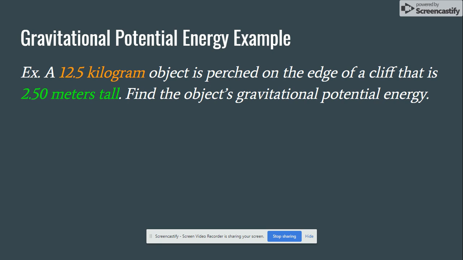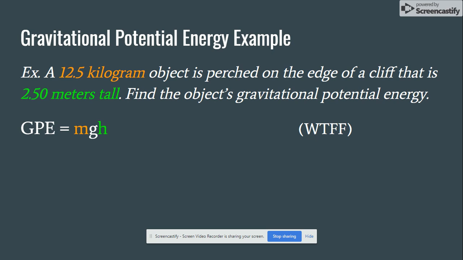So make sure that you have that written down. 12.5 kg, kg is the abbreviation for kilogram. And then 2.5 meters above the ground. I misspoke: a 12.5 kilogram object would be about 27 pounds, so about a 30-pound object, 2.5 meter sticks tall.